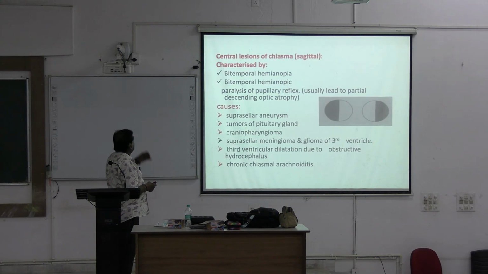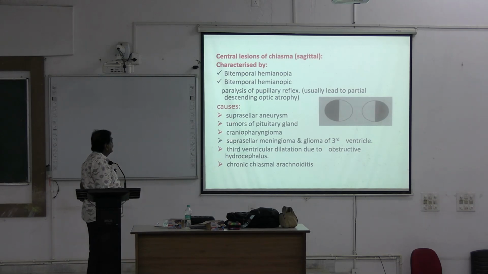Central lesion of the chiasma is characterized by bitemporal hemianopia, bitemporal hemianopic paralysis of the pupillary reflex, usually leading to partial descending optic atrophy. Causes: suprasellar aneurysm, tumors of the pituitary gland, craniopharyngioma, suprasellar meningioma and glioma of the third ventricle, dilatation due to obstructive hydrocephalus, chronic chiasmal arachnoiditis.